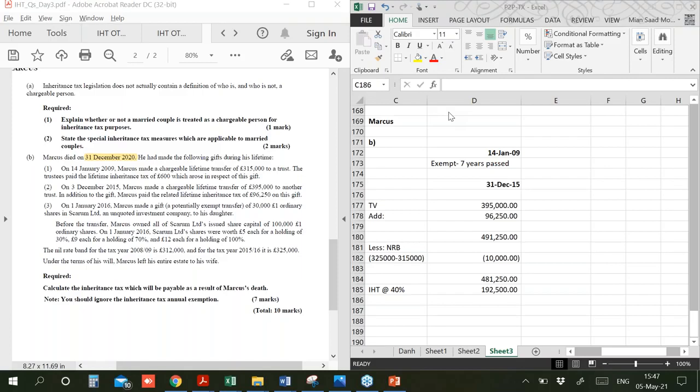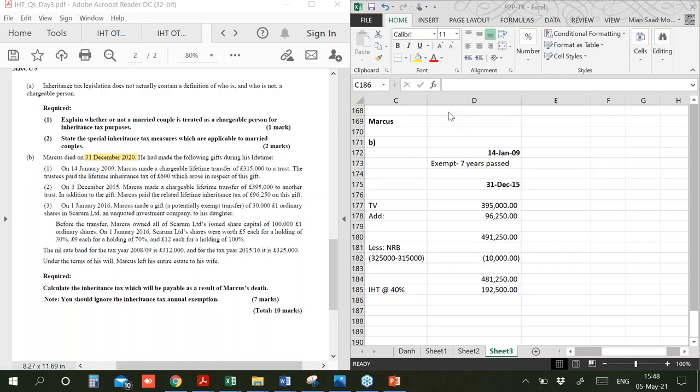Yes, there will be some taper relief available as the 3 years has passed, because on 3rd December 2018 the 3-year period has elapsed. However, the death has happened on 31st December. So if I add straight 5 years, on 3rd December 2020, 5 years have been completed. Did the death happen after 3rd December or before 3rd December? Obviously after the 3rd December. So it will fall in the 5 to 6 years category.